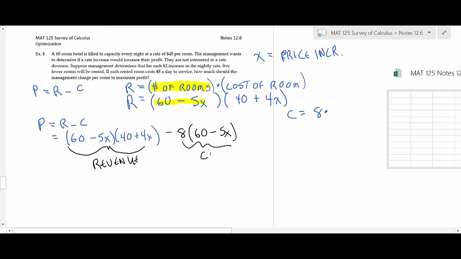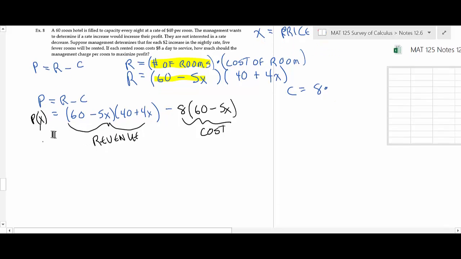And then this is the cost of the rooms. Okay, so tell me if this is making any sense. The hardest part is trying to figure this out, okay? And to me, doing that Excel spreadsheet helped me figure that out, okay? So that's what we're going to end up doing: we're going to do the derivative of this thing, because that's the profit. Now, you got a couple of ways you could do this.